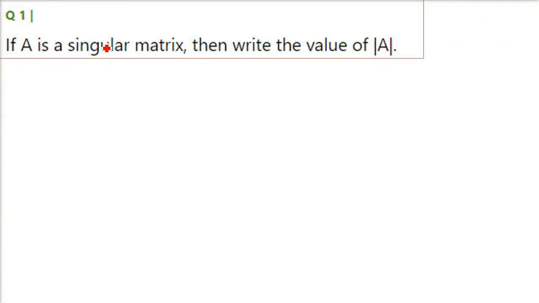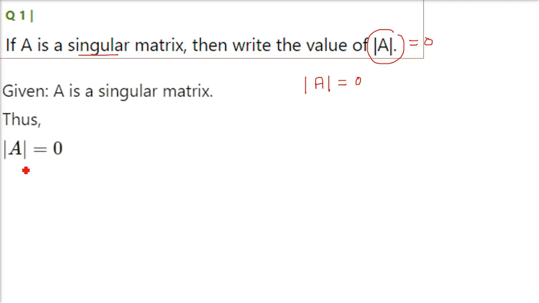If A is a singular matrix, then write the value of the determinant of A. A is a singular matrix, that means the determinant is 0. The value of the determinant of the matrix will be 0 if A is a singular matrix. So the answer is straightforward: the determinant of A is 0.